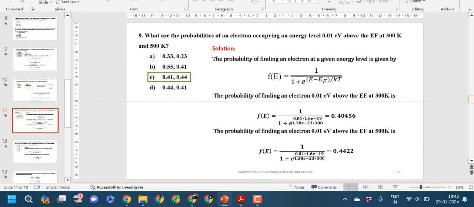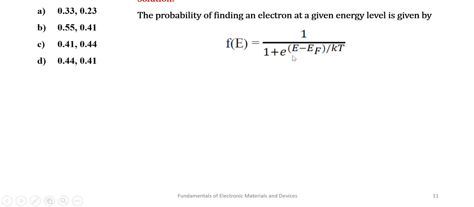So that is the case. If you have E minus EF equal to 0.01, then you substitute all the constants. K is a constant, temperature is given to you. One calculation you have to do at 300 Kelvin and one at 500 Kelvin. Let them remain as Kelvin itself, no need for converting into degrees Celsius.